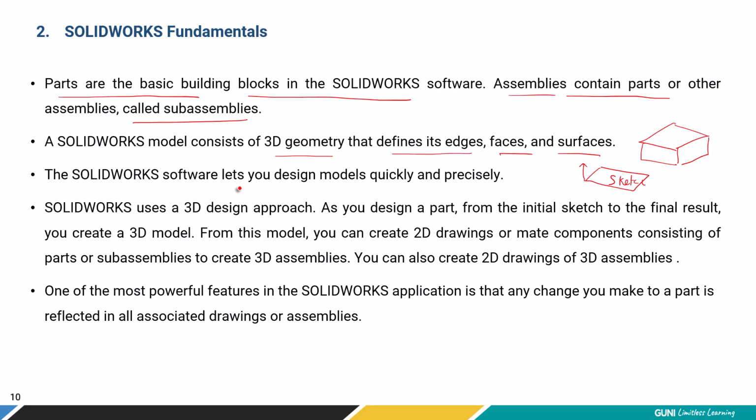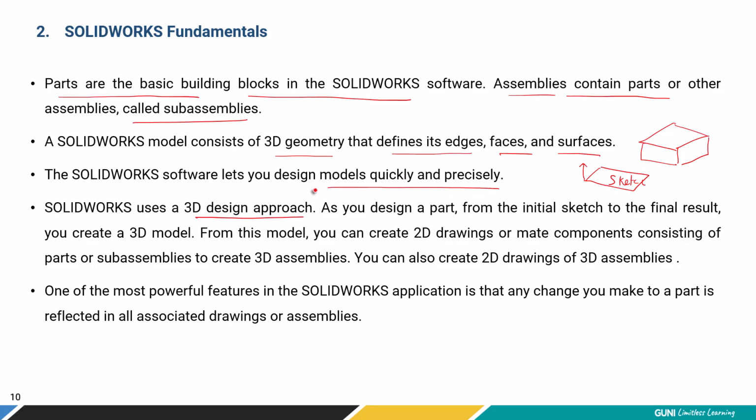SolidWorks software lets you design models very quickly and precisely. Another benefit of SolidWorks is that you can change your model at any time, and it is bi-directional associative, which means any change you make in the drawing document will be reflected in the 3D parts. If you make some changes in 3D, the drawings connected with this part also get updated.